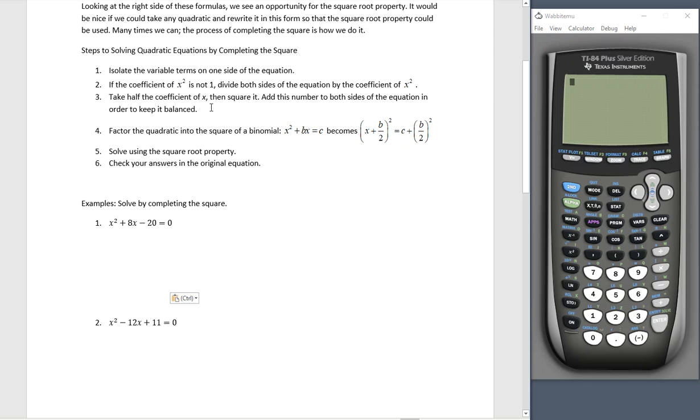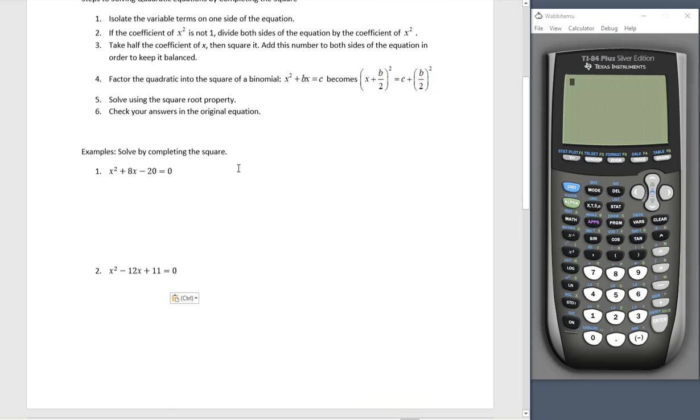Take half the coefficient of x, then square it. Add this number to both sides of the equation in order to keep it balanced. Solve using the square root property, and then check your answers in the original.